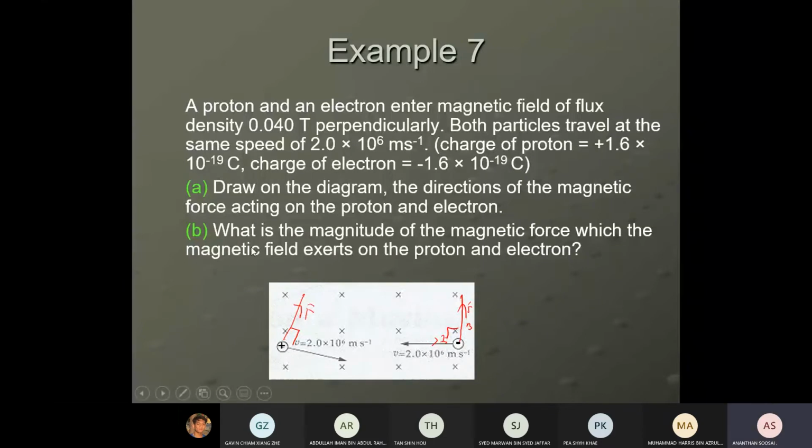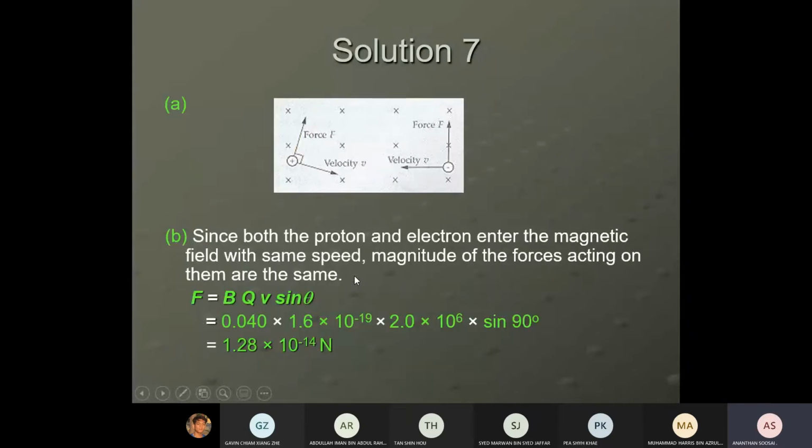So that's the direction. What is the magnitude of the force which the magnetic field exerts on the proton and electron? We use BQV sine theta. Sine theta in this case is perpendicular, so sine 90, so 1. So yes, that's how it works. Any questions? Okay, no questions. Let's move on.